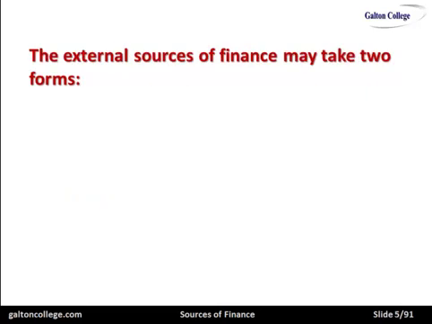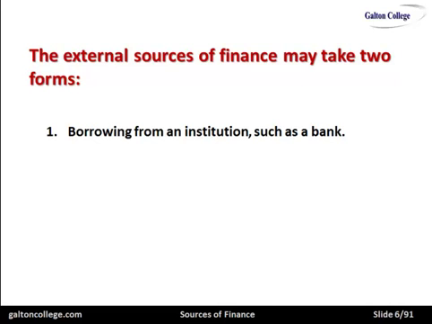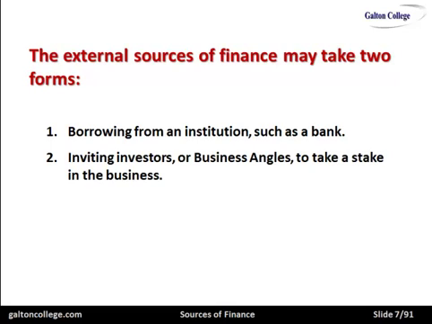Now, the external sources of finance may take two forms: borrowing from an institution, for example, borrowing from a bank. So that's external, and that's one way in which finance may be raised. Or it may invite investors or even business angels, perhaps certain types of investors who like to be involved in business and who will help new businesses in particular to start up and provide finance at a very early stage in the company's formation. So the company might invite these type of people to take a stake in the business, so they become shareholders in the business. And that's a possible source of finance. The investors put capital into the business, but in return get a share of the business.